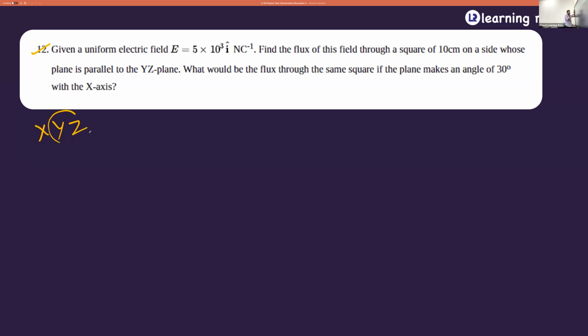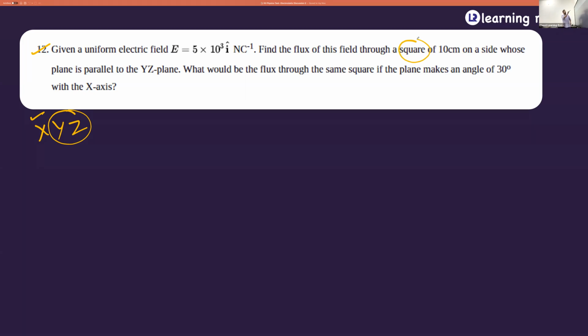When you talk about the YZ plane, the areal vector will be along the X direction. So it will be along i cap. So here I can take it as i cap. You can ask me a question, why not minus i cap? Here we are free to choose because it's a square. For a two-dimensional shape, the areal vector can be in either of the directions. It's always better to take it in the direction of the electric field.